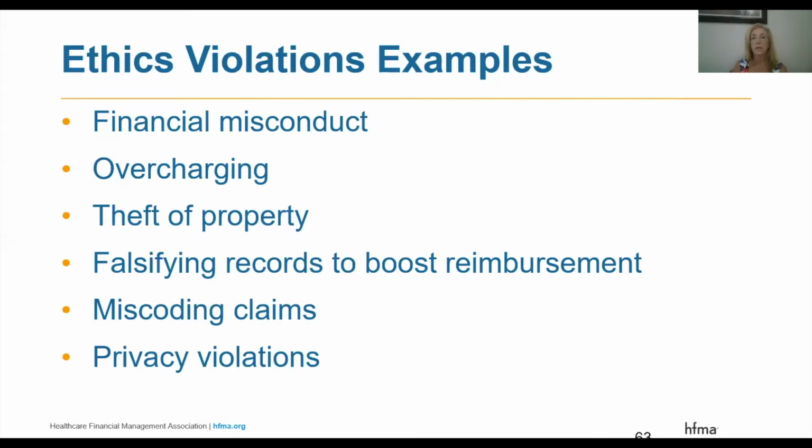And then certainly privacy violations. We have HIPAA and PHI and all that good stuff for a very good reason. None of us want other individuals, other than those that have a need to know, accessing our records. So checking the account of a neighbor to see why she was at the hospital is clearly a violation.